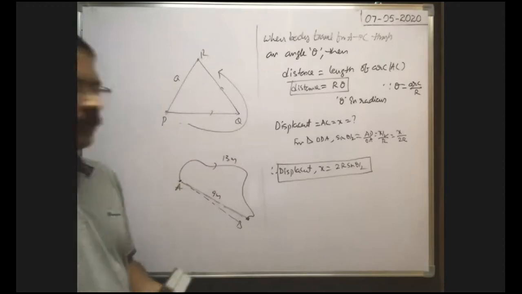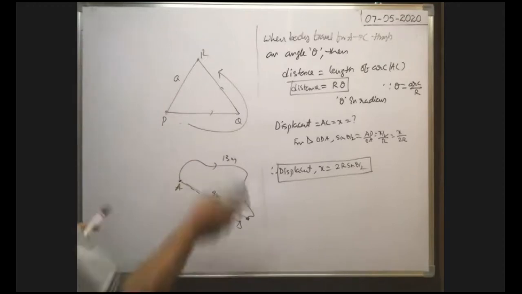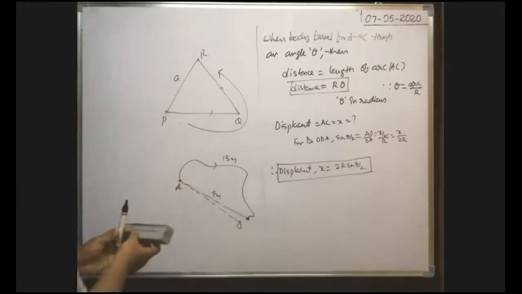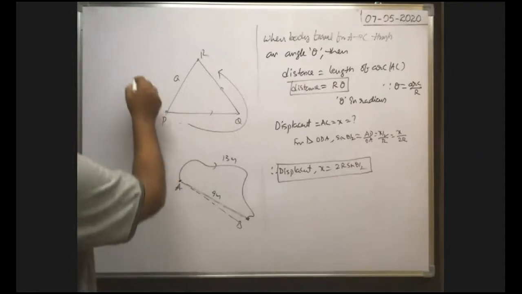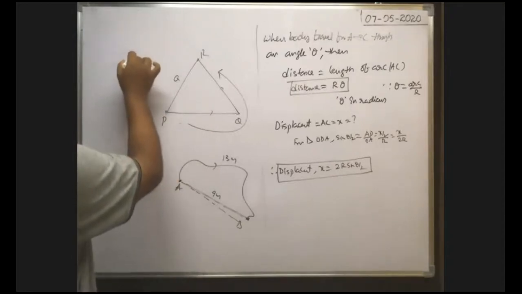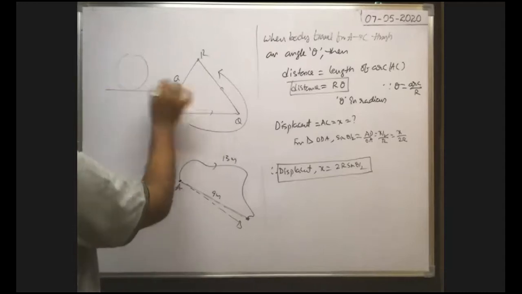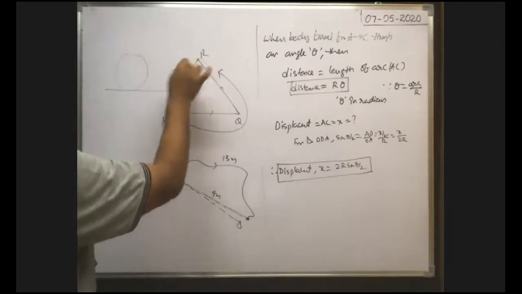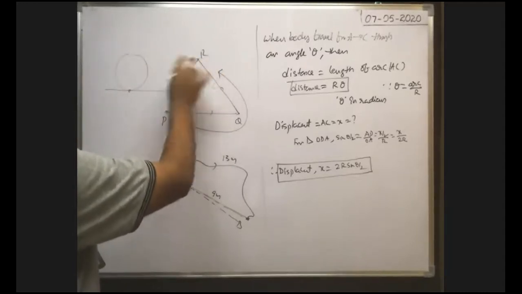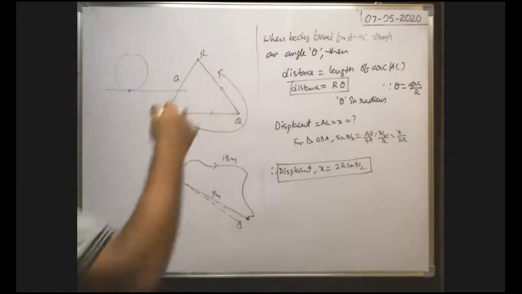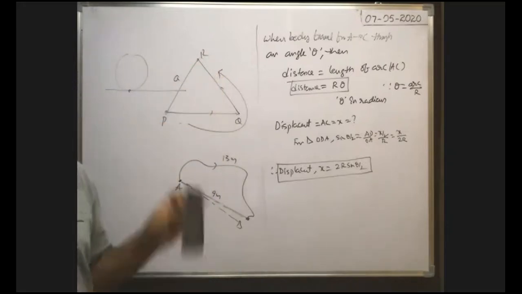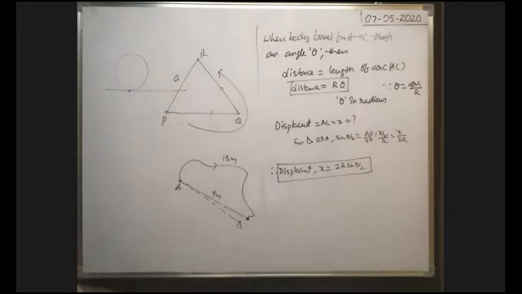Okay, very good. So in this way we can find it. Already in vectors we did a problem: when a circular disc is rotating like this, what is the displacement of the point of contact after it completes half of the rotation? We did that problem, and that problem is also important in this way.